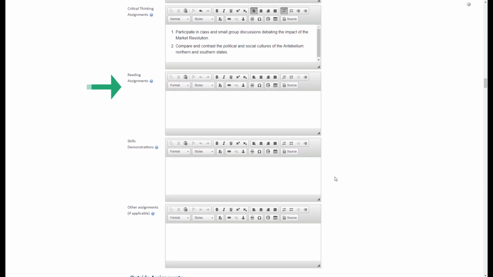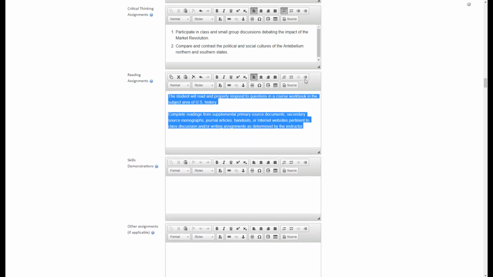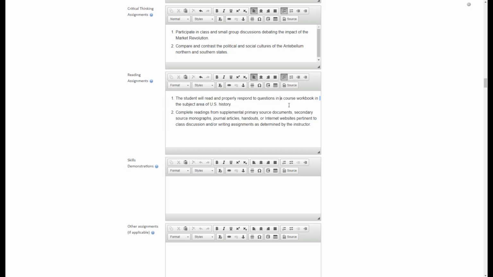For reading assignments, list assignments including the required textbooks, if applicable. If course objectives include, for example, literature analysis, then reading assignments would be expected. A couple of examples are the student will read and properly respond to questions in a course workbook in the subject area of U.S. history, and complete readings from supplemental primary source documents, secondary source monographs, journal articles, handouts, or internet websites pertinent to class discussion and/or writing assignments as determined by the instructor.